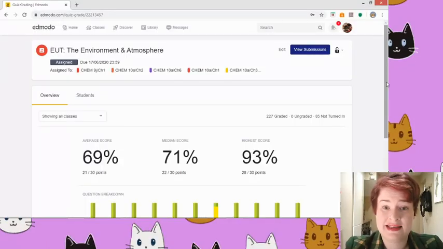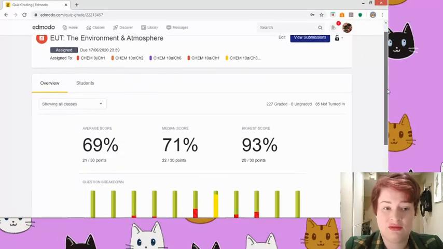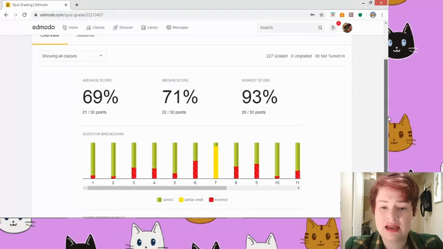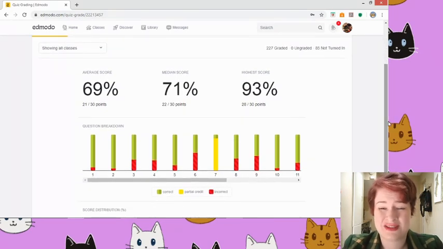Okay, so that was the test, and that is the test reviewed. So let's see how people did in general. This is just so you know your kind of average and where we sit. The highest score was 28 out of 30 points. That's crazy. So massive well done to whoever that was. There might be a few of you. I've not checked yet. The medium score, so the sort of middle-ish score, was 71%, 22 out of 30. Again, that's very good. And then the average score was 21 out of 30, which is 69%.